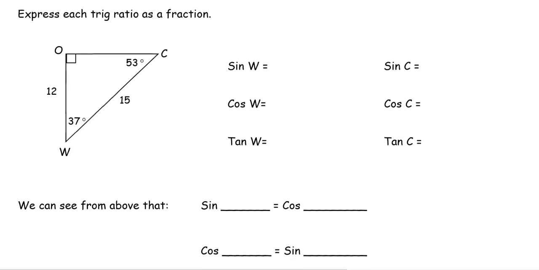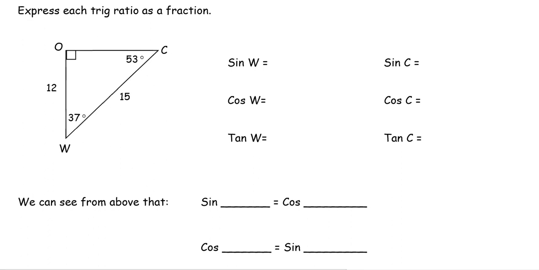So in our first example here, we have our triangle COW, C-O-W. We've got a right angle, 37 degrees, 53 degrees, 12, 15, and then our unknown side over here. We want the sine, cosine, tangent of angle W and angle C. Don't forget that we only take the sine of the acute angles. That's why it never asks for the sine, cosine, tangent of angle O, because that's our right angle.